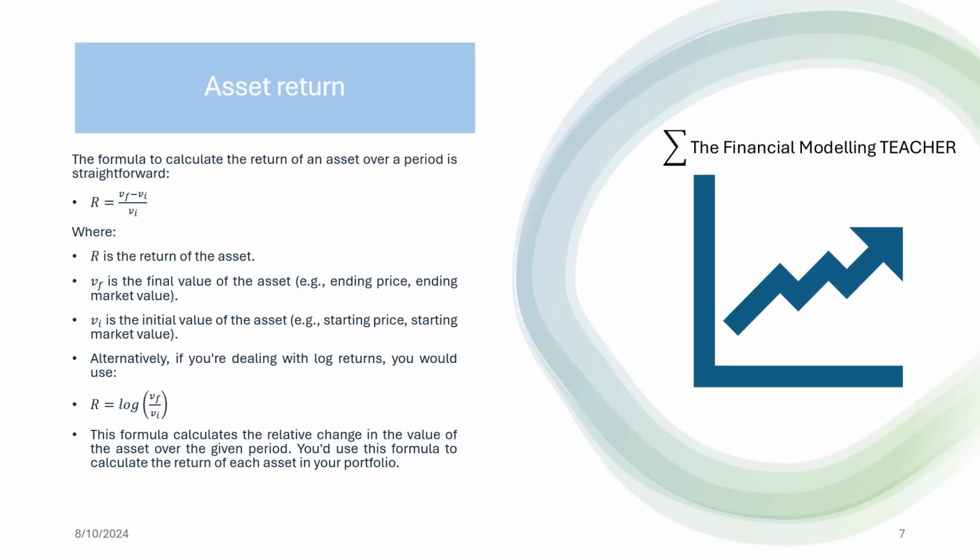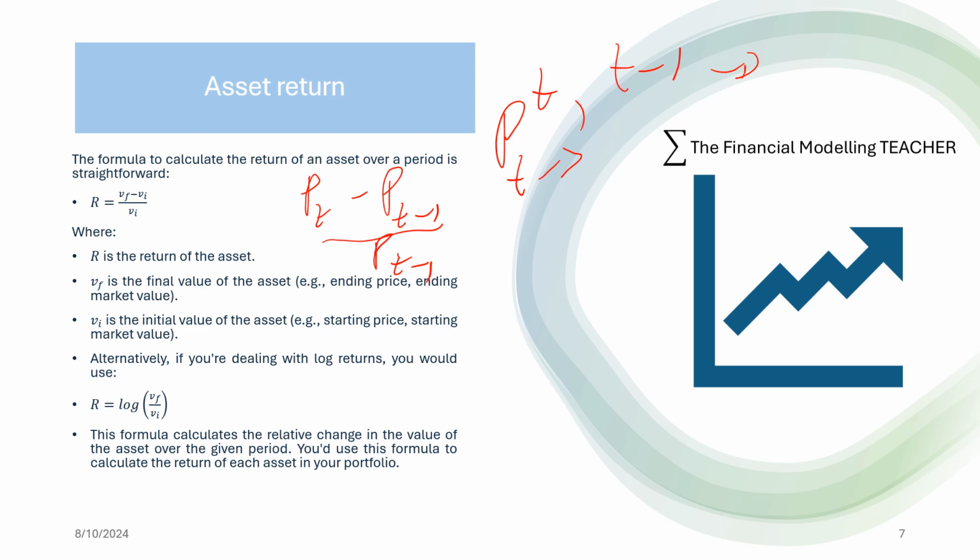Now let's define the asset return. A simple return has the formula R equals VF minus VI all over VI. We can also say P_T minus P_(T-1) all over P_(T-1). In this case, suppose that P_T is the current price at period T, whereas P_(T-1) is the previous or the most recent reading or price.